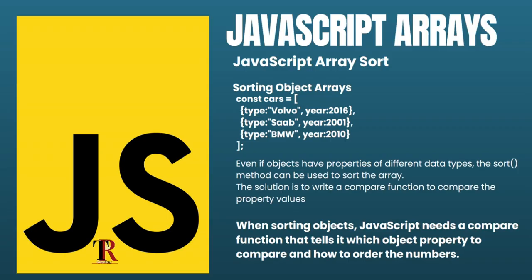If you remember from last lesson, I said I was going to talk about this last part of the slide. When sorting objects, JavaScript needs a compare function that tells it which object property to compare and how to order the numbers. Don't forget that objects deal with properties. For example, the type and the year are properties of that object, which happens to be the element of the array. So JavaScript needs a way to compare the properties and how to order the numbers.